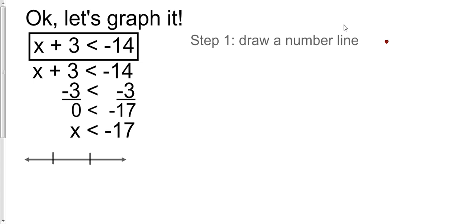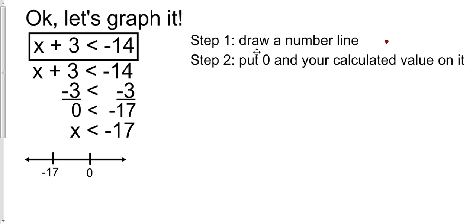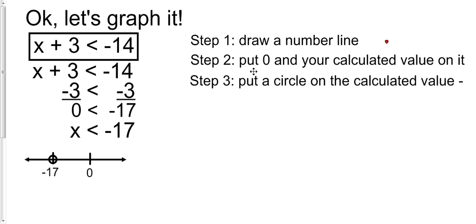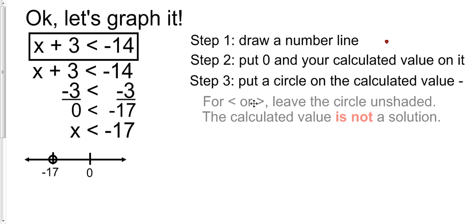So first, we would draw a number line. Second, we will put 0 and the calculated value on the number line, the negative 17. Third, we will put a circle on the calculated value. And after we put that circle there, we have to decide if it's a less than or greater than, we would leave the circle unshaded. The calculated value is not a solution. Again, this one is less than negative 17, so negative 17 is not a solution.